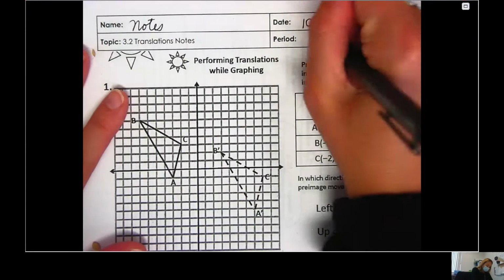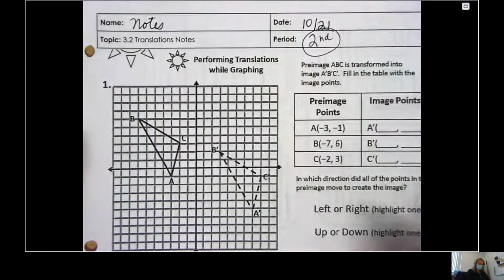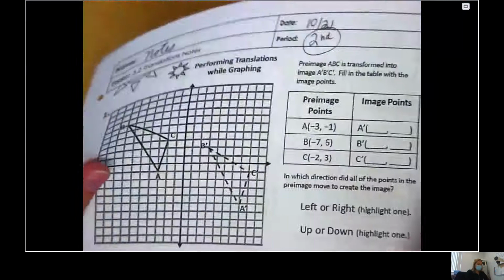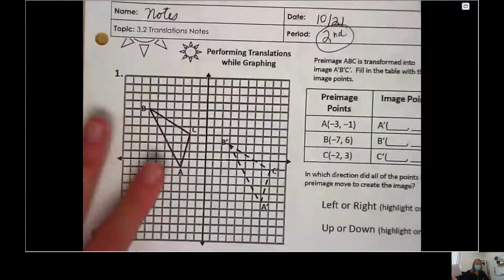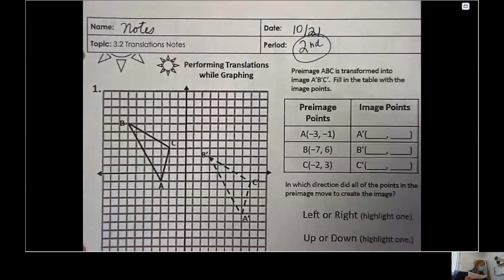I'm going to read in second period. Okay. So your name is notes now? I just always put notes so I know where to put things.